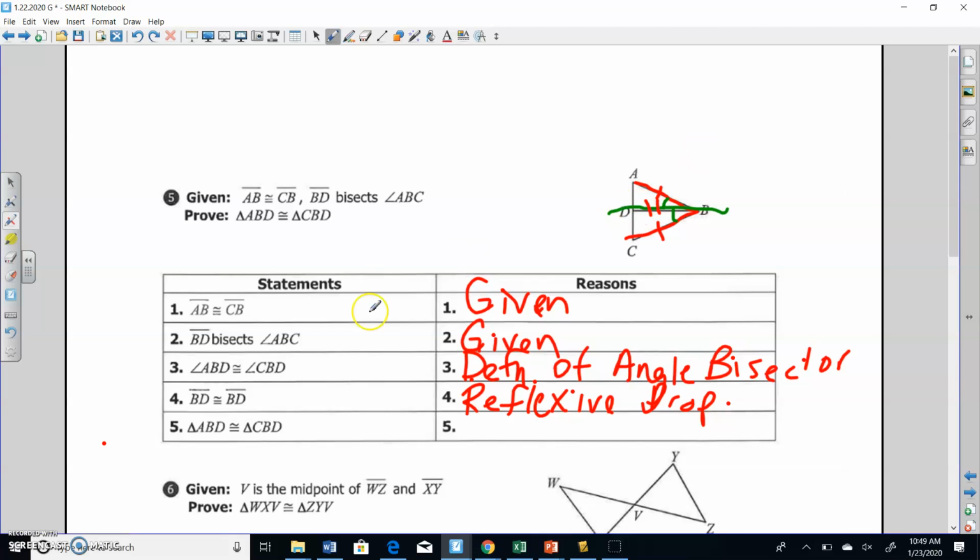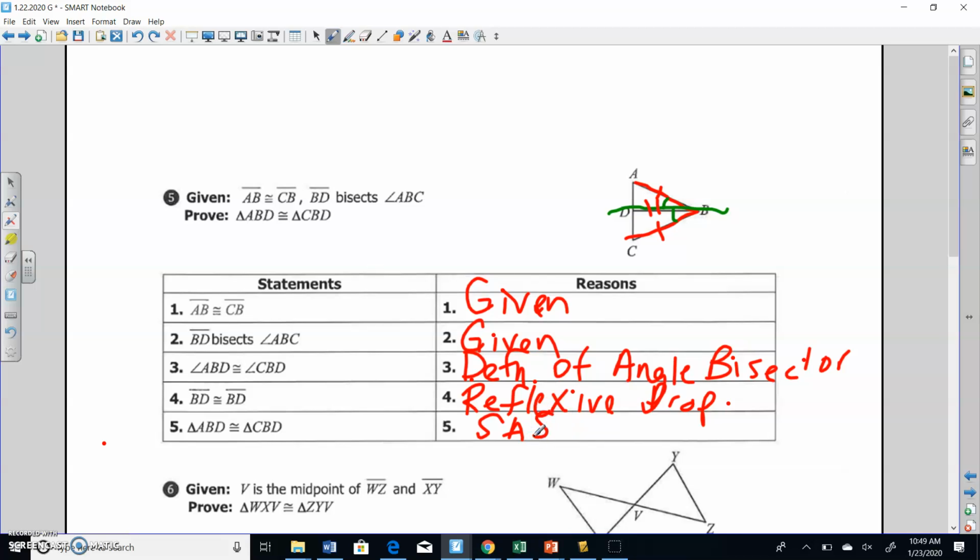So do we have enough information to say triangle ABD is congruent to triangle CBD? Well, we have 2 pairs of sides and the included angle. So yes, by side, angle, side, they are congruent.